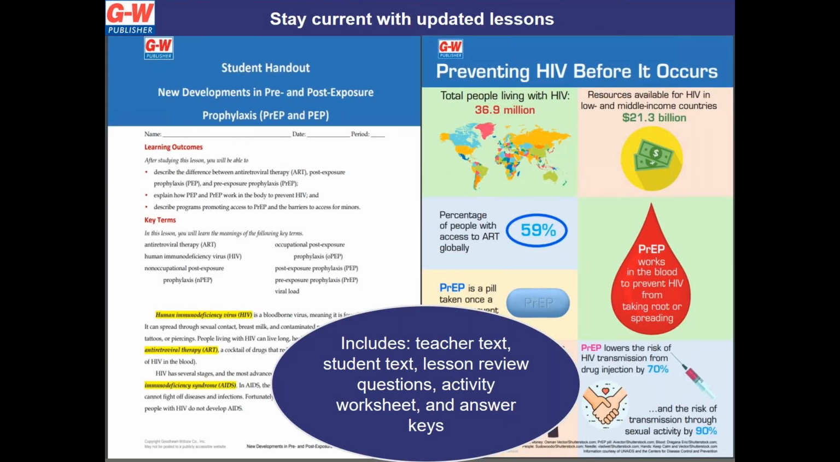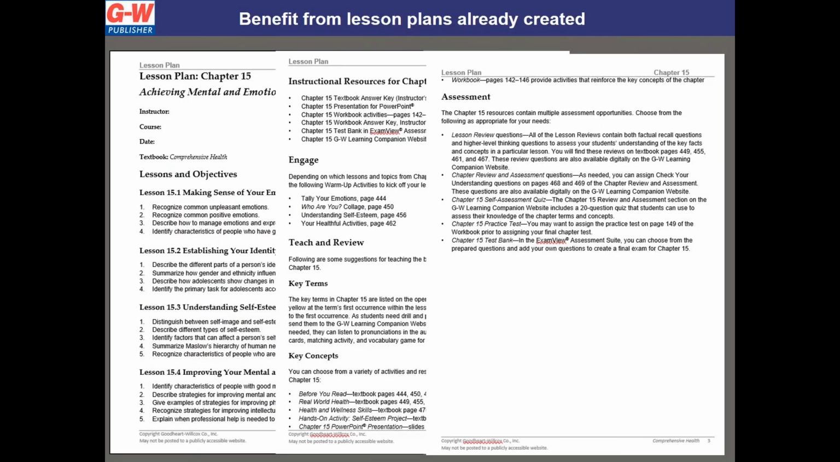We do provide 2 to 4 updated lessons per school year. So we've already uploaded 2 this year. One's on PEP and PrEP, and the other one is on vaping and the health effects. And that's going to include teacher text, student text, lesson review questions, an activity worksheet, and answer keys.